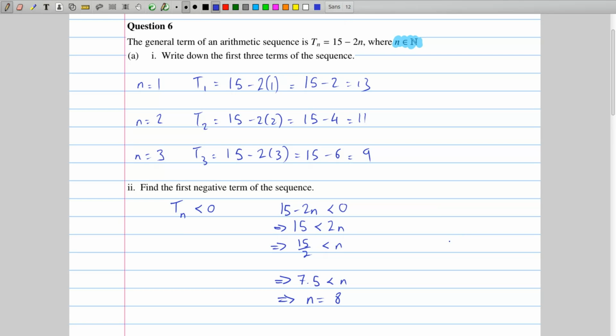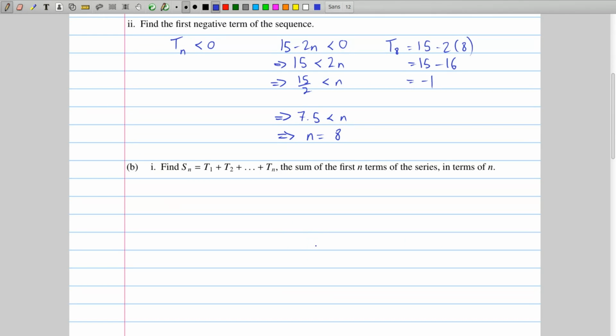But that's not quite what we're asked for. We're asked, what is the first negative term? What we have is, which term is it? So to finish this one off, we have to say, what is T8? Well, it's 15 minus 2 times 8, just putting it into our formula as before. So 15 minus 16, which turns out to be minus 1.